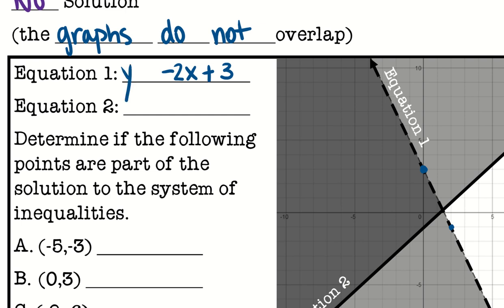Now we just have to figure out the symbol that comes after the y. So equation 1, I can tell is shaded below that line. I can see the single shaded and the double shaded. That means it has to be below, and it's a dashed line. So this is going to be less than. Remember, if it's equal to underneath, that would be a solid line.